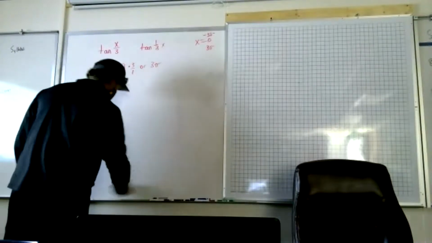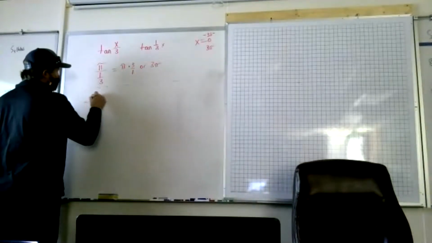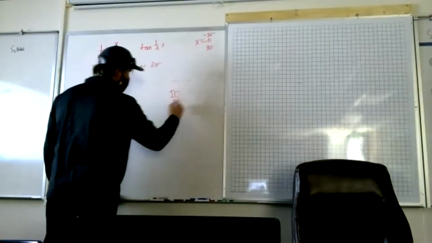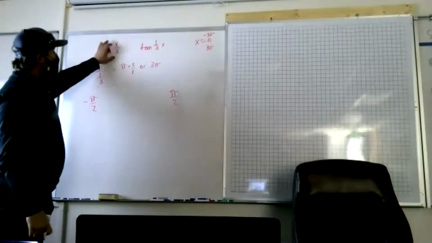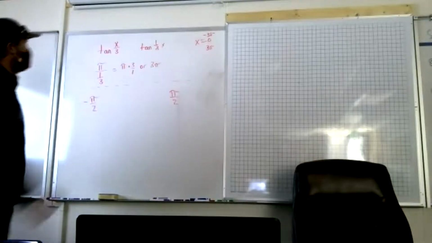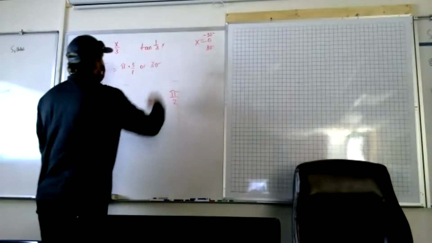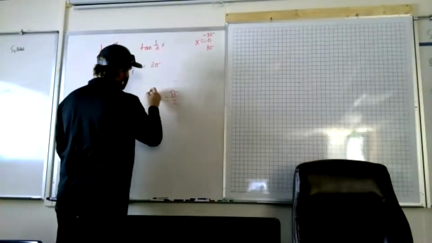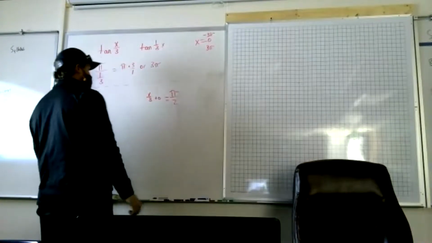Our asymptotes originally occur at negative pi halves and pi halves on the parent function. So what we're going to do is set bx plus c, once again, equal to these, and we're going to be able to solve, and that's going to give us the location of our new asymptotes. So my value of b was 1/3, my value of c is 0. So I have x over 3 plus 0 set equal to positive pi halves.